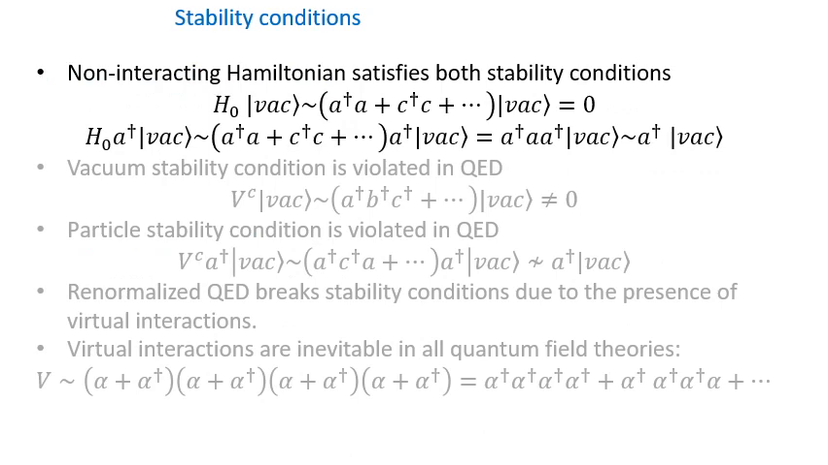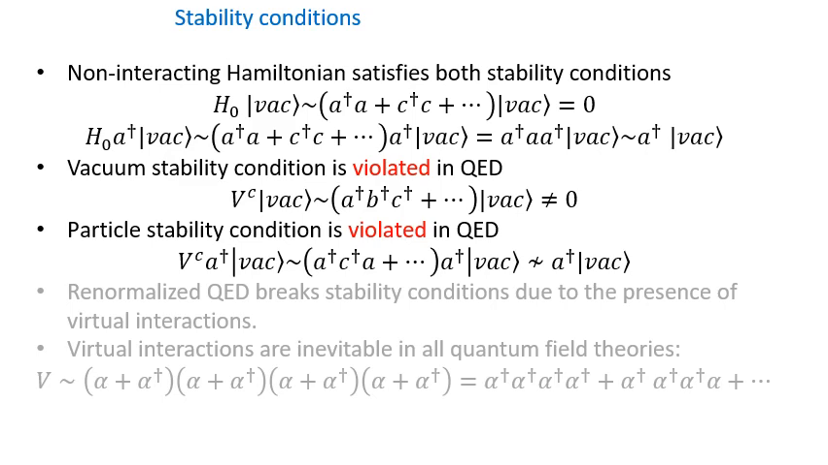Let us now see how these stability conditions are satisfied by the components of the QED Hamiltonian. Obviously, the non-interacting Hamiltonian obeys both these conditions. However, this is not true for the renormalized interaction operator VC. For example, the presence of the term A dagger, B dagger, C dagger means that three particles can be created from the vacuum. So the vacuum state is not stable.